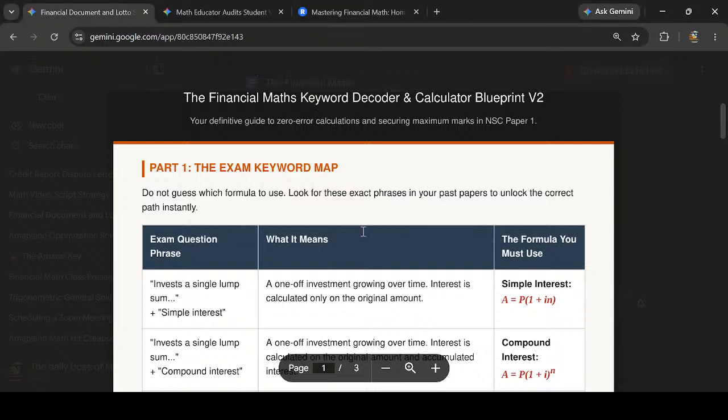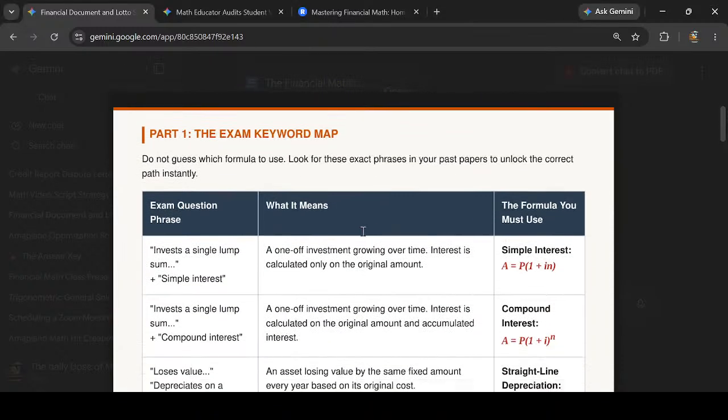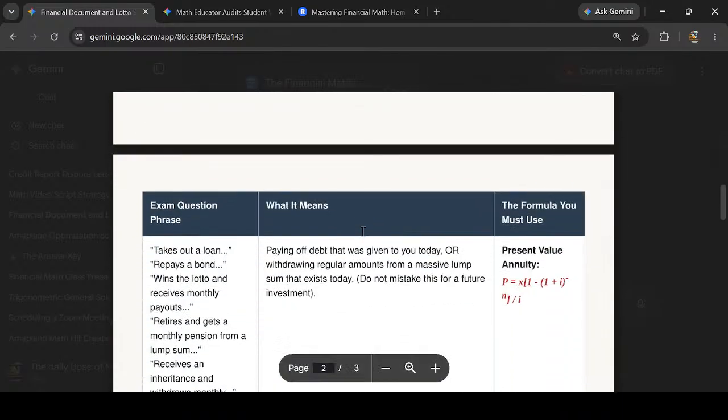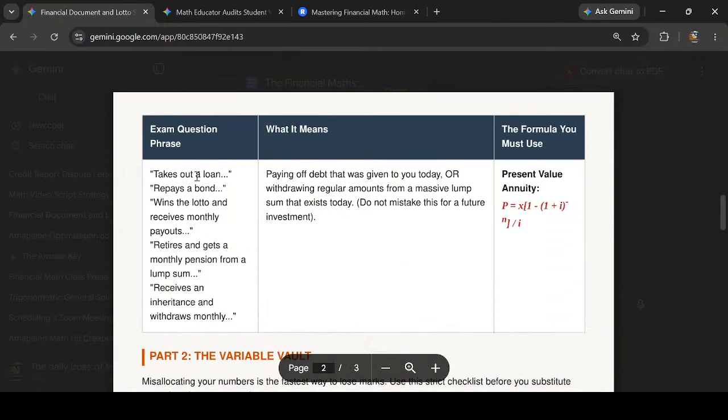It says the financial math keyword decoder. We are going to check the one that deals with repaid loans. It says takes out a loan, repays a bond, wins the lotto and receives monthly payouts, retires and gets a monthly pension from a lump sum, receives an inheritance and withdraws monthly. The formula for it is a present value annuity, which is P is equal to X, open a bigger bracket, 1 minus open a small bracket, 1 plus i close bracket to the power minus n, close the bracket, all over i. So this is how they define present value.